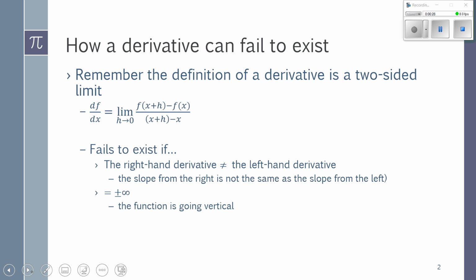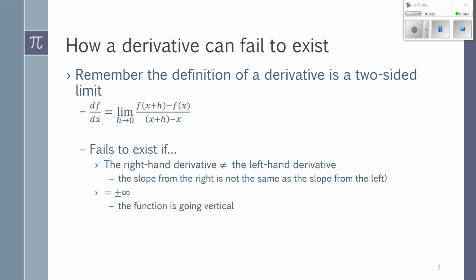For a derivative to fail to exist, we have to remember that the definition of a derivative is a two-sided limit. So we're finding the slope between 2 points, and the limit moves them infinitely close together. Because it's a two-sided limit, it can fail for the same reasons any two-sided limit can fail. The most common reason being the left-hand derivative and the right-hand derivative aren't going to be the same. In other words, the slope from the right and the slope from the left aren't the same. And we actually saw that in the last section when we were playing around with some of the graphs.